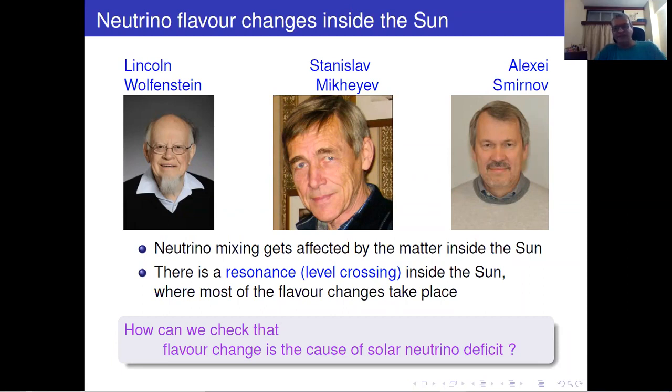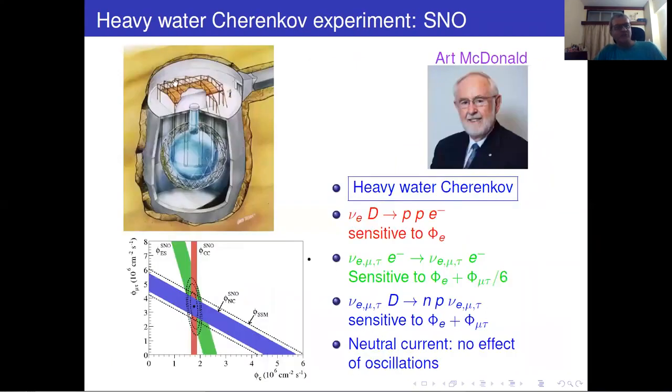The question is, how can we check that the reason for solar neutrinos getting lost is simply the change of flavor? For this, the experiment that actually worked was called SNO, the Sudbury Neutrino Observatory in Canada. The leader of that was Art McDonald, who got the Nobel Prize in 2015. Now, this detector was very clever because it used a heavy water Cherenkov. It means that instead of water, you use D2O. With deuterium, the same detector can be used to look at three different kinds of reactions.